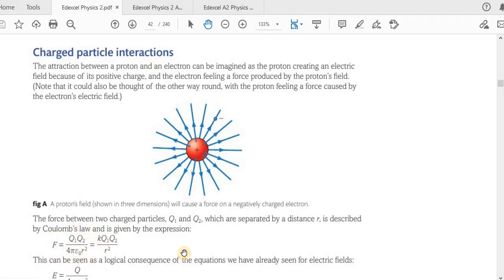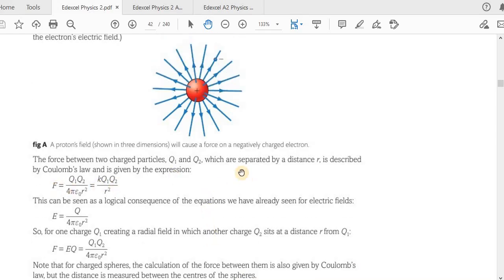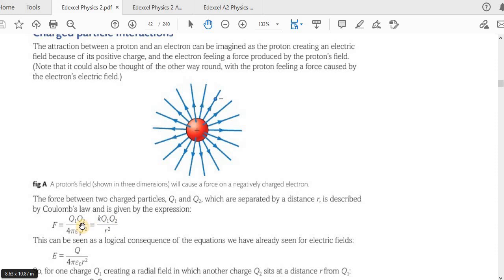So if you have two charged particles, then the forces between those charged particles are equal and opposite to each other. So if you have two like charges, there will be a force of repulsion between them pointing away from each other. And if they are unlike charges, there will be a force of attraction between them where the forces will be pointing towards each other. And let's say the charge on one is Q1 and the charge on the other is Q2, then the electric force between them is given by this equation.